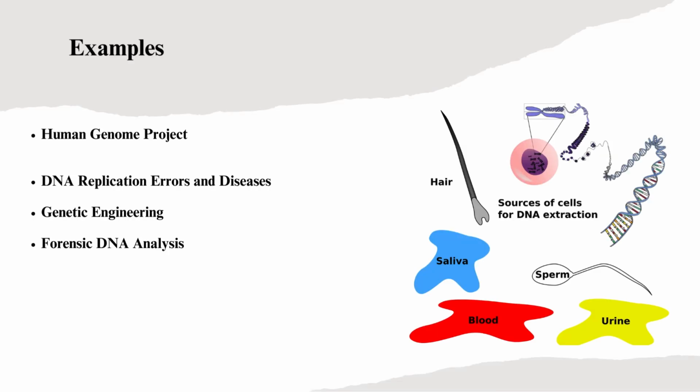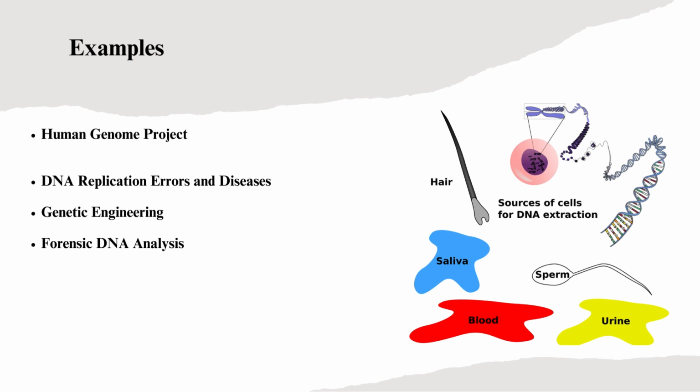Here are some examples where DNA and its replication is very useful. The Human Genome Project. I'm sure some of you guys have heard about this. The Human Genome Project mapped the entire human genome, revealing the sequence of DNA base pairs. Next, we have DNA replication errors and diseases. Errors in DNA replication can lead to mutations and are associated with genetic disorders and cancers.